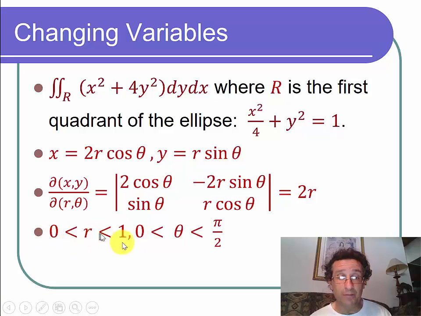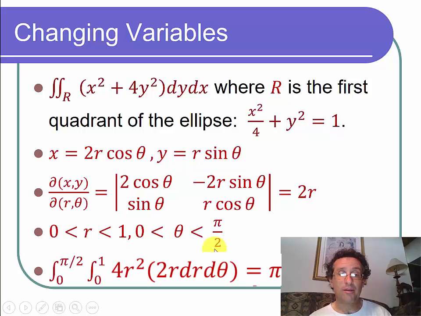R goes between 0 and 1. We talked about that already. And theta goes between 0 and pi over 2. Now we integrate. The integral from 0 to pi over 2 of the integral from 0 to 1. So now let's talk about this x squared plus 4y squared. This is nice because if I take x squared over 4 plus y squared and multiply by 4, it looks like I get 4, except, remember that was 4r squared. So that gives us that x squared plus 4y squared is 4r squared. The rest is just 2r, because that's the Jacobian, dr d theta.